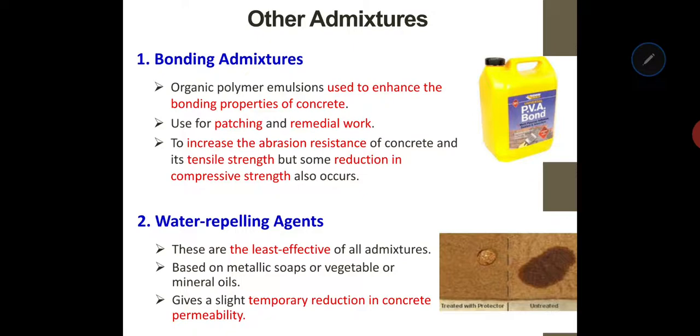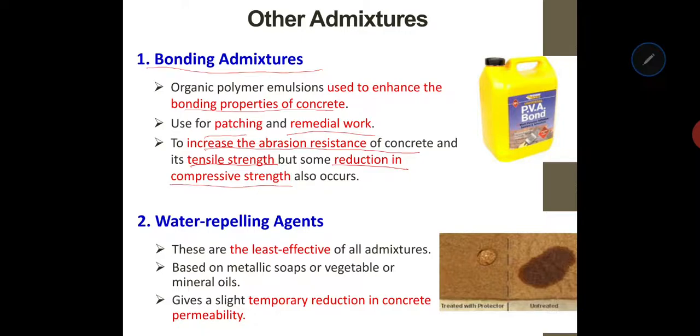What else is other admixture? For example, you have bonding admixture, you have water repelling agent. So these two are also types of admixture. Okay, what are bonding admixtures? It is an organic polymer emulsion used to enhance the bonding properties of concrete. Most of the time you use this for patching and remedial work. Why you need this is to increase the abrasion resistance and tensile strength of concrete, but some reduction in compressive strength also occurs.